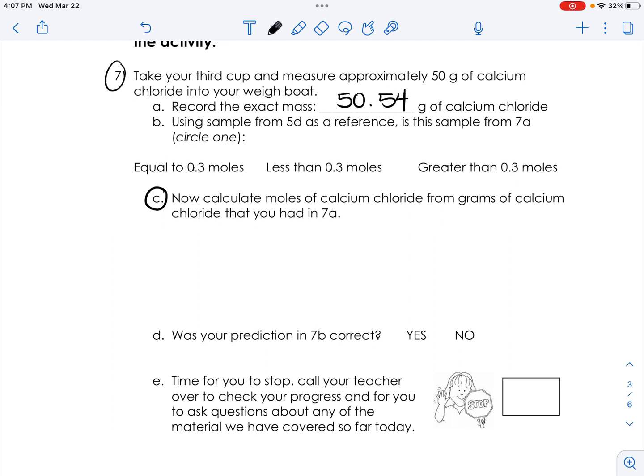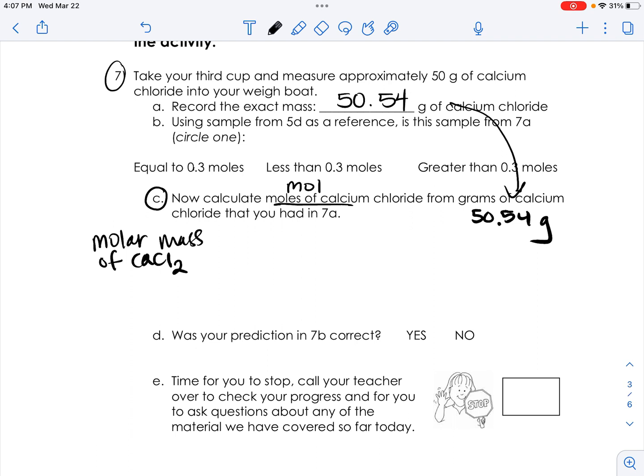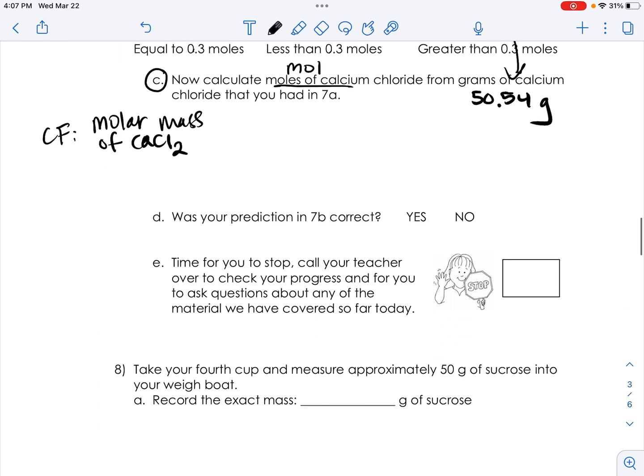Okay, it says now calculate the moles of calcium chloride from grams of calcium chloride that you had in 7A. So your start is going to be that 50.54 grams from 7A, and your end is going to be moles. And in order to go from grams to moles, you need to use the molar mass of CaCl2, which you calculated earlier in this packet. Okay, that's going to be your conversion factor. So set up that DA problem. Decide if your prediction was correct.